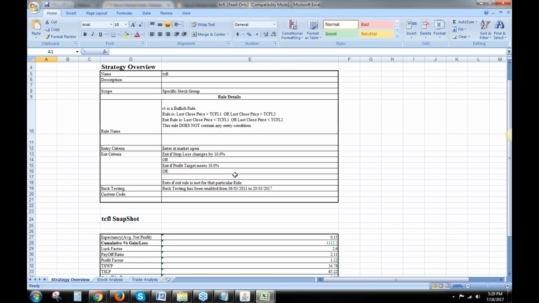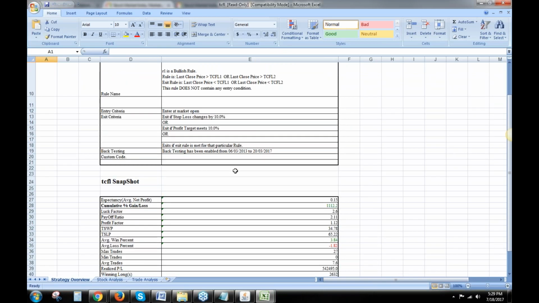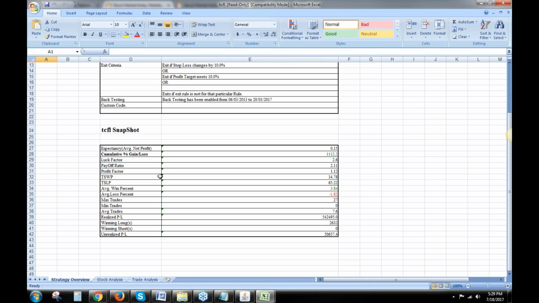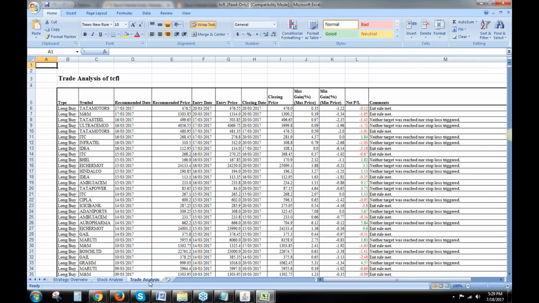Now this was a strategy which was backtested on the TCFL indicator, and accordingly it shows the different parameters available. As I told earlier also, in this strategy setup it had an accuracy of some 35%, but the reason it was in profit was that per profitable trade it made 3.8% of profit, and per losing trade it lost 1.8%. And if I go to this trade analysis page, here it will show you; this can be done with any strategy which you backtest.